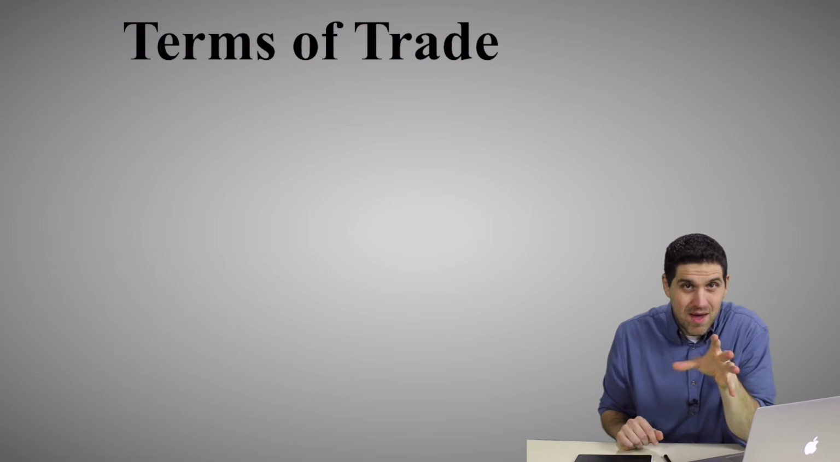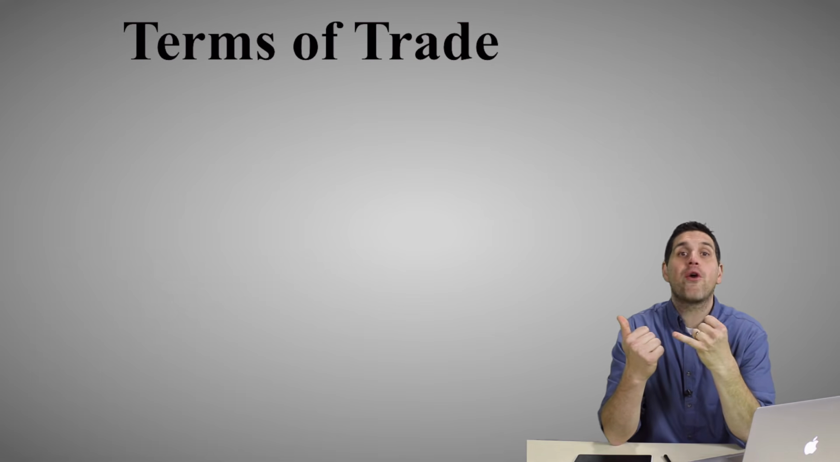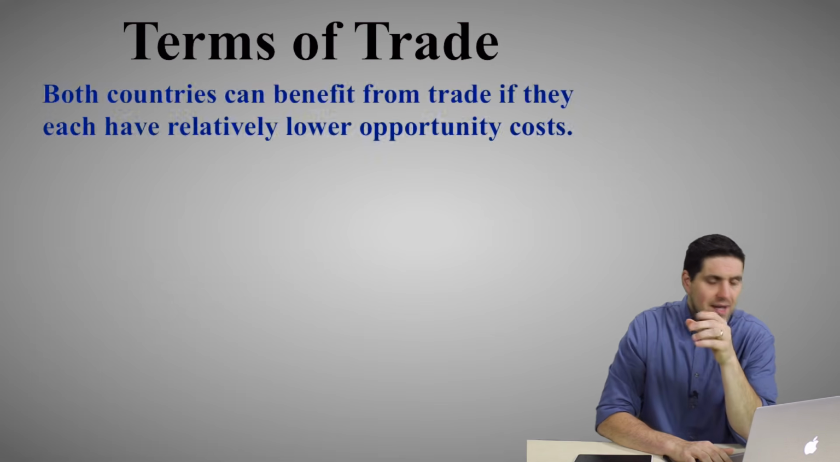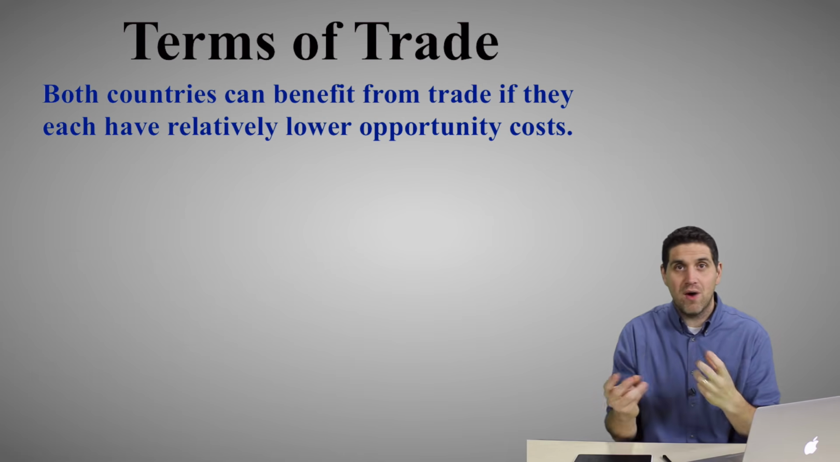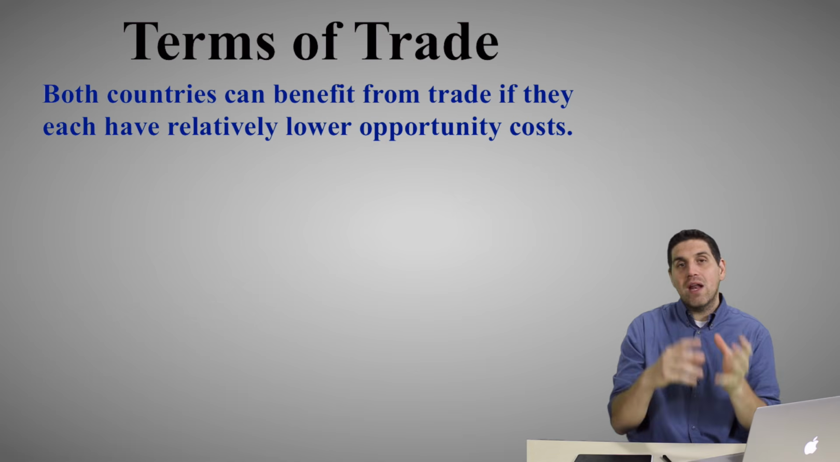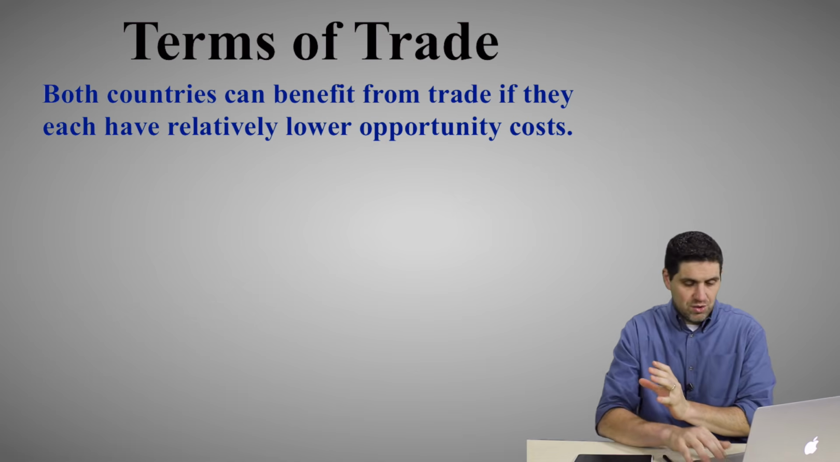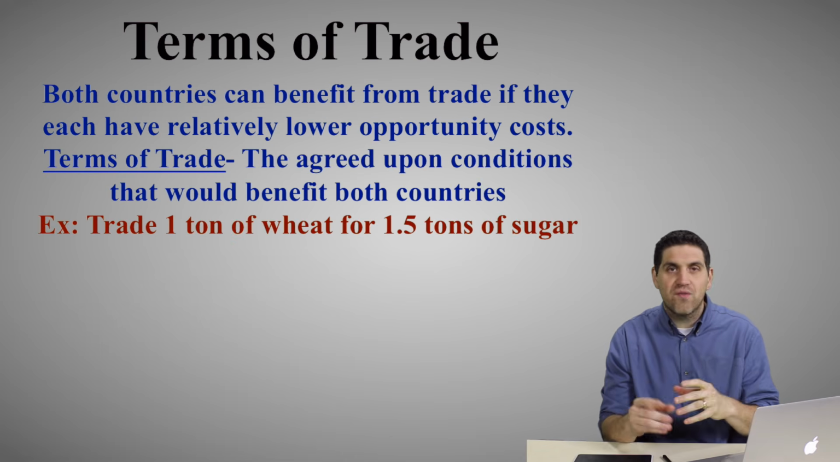Okay, how you doing? You with me? You get the concepts? All right, we're going to take it to the next level. We're going to learn this idea of what's called terms of trade. Terms of trade is that both countries can benefit, but they don't benefit at every single term of trade. For example, they have to have a certain number of cars traded for a certain number of planes to benefit both countries. So an example I gave you earlier was 1 wheat for 1.5 sugar for Brazil and the US would benefit both countries.